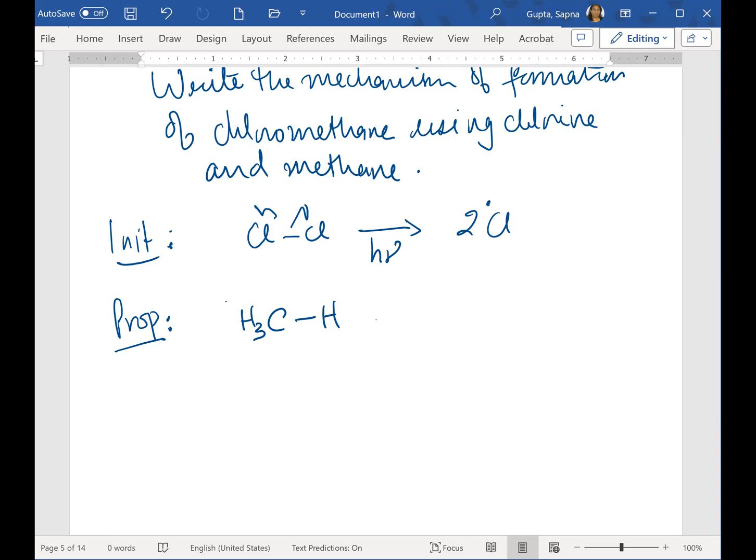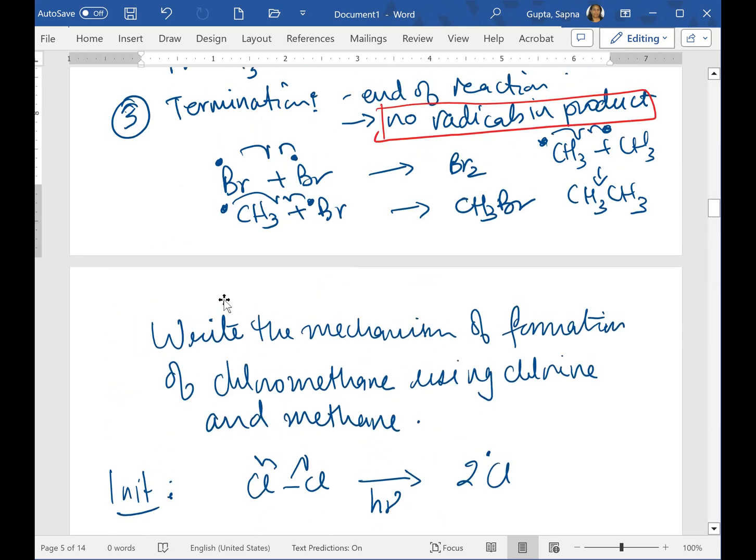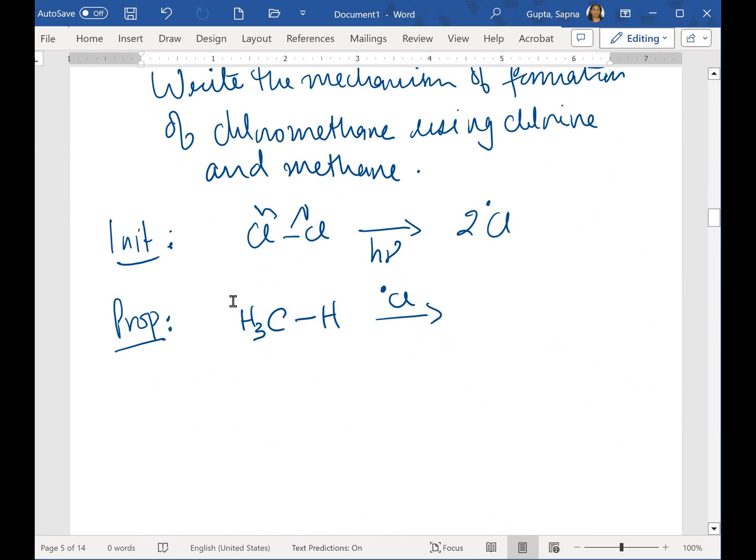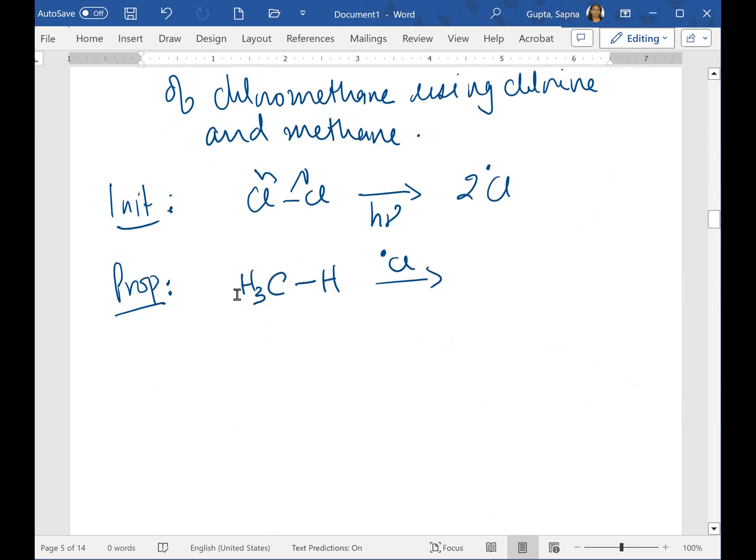And then this is going to react with a Cl radical. This is the reaction I actually wrote in the propagation up here also. But now I'm using chlorine, and we're writing it in a more formal way of showing a mechanism. In this case, the hydrogen is going to break off. So now you have the carbon radical, and then you have HCl.